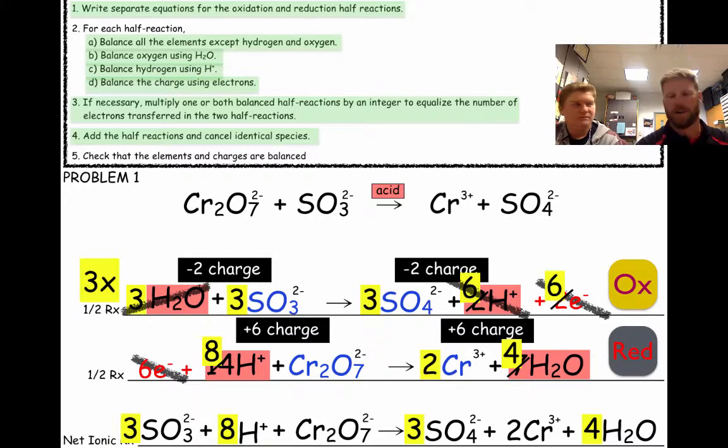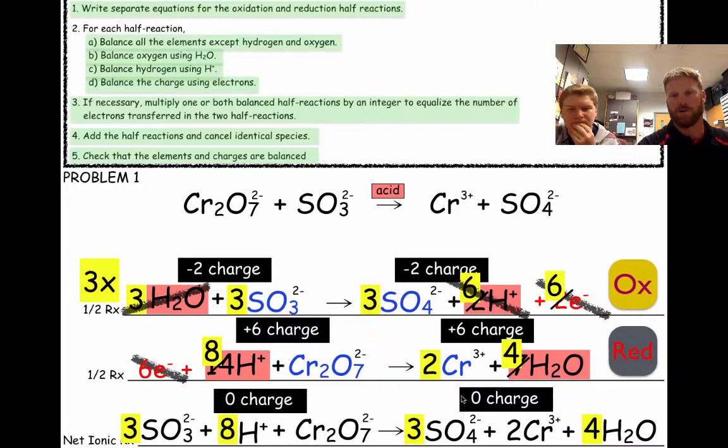Now, I'm going to assure you that the elements are balanced, but it's always good to check the charge. And on this side, you can see we have a -6 here, and then plus 8. So we're plus 2, and then plus -2, minus 2 more. So that's 0 charge. And we're also 0 charge over here. We got a -6 and a +6. So this reaction's balanced. So that's how you balance a redox reaction using the half reaction method.